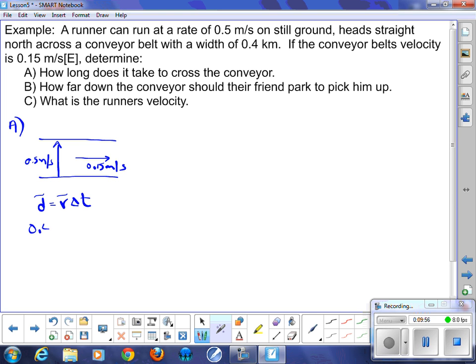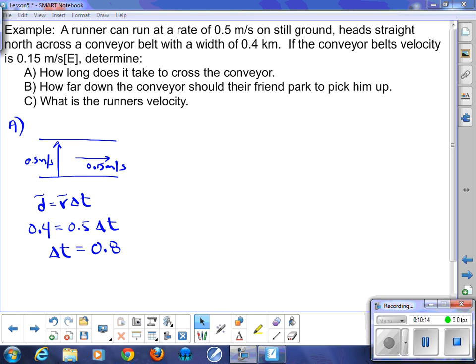The conveyor belt's 0.4 kilometers in width. You can do 0.5 meters per second. So the time it takes for you to cross this is 0.8 seconds.